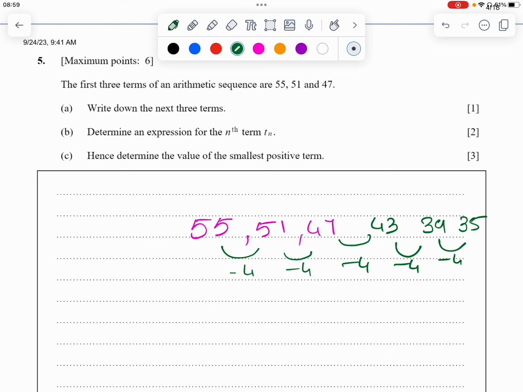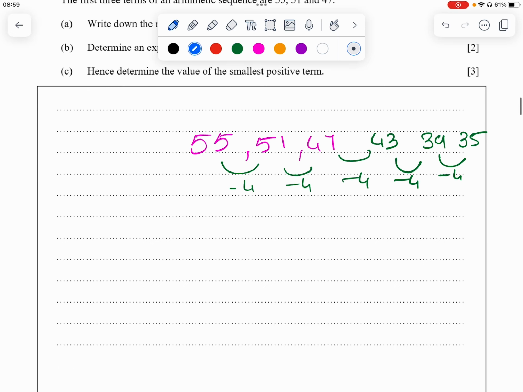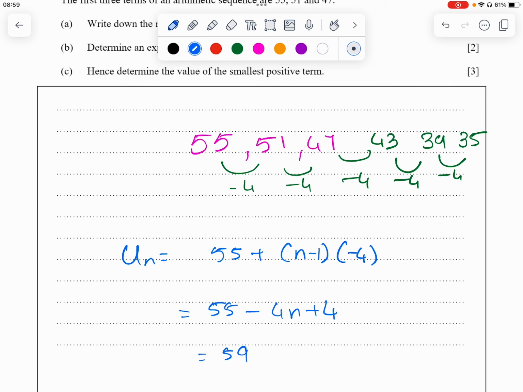Next, determine the expression for the nth term. So the nth term means un equals u1 plus n minus 1 times d. u1 is 55, and d is negative 4. So what does that become? 55 minus 4n plus 4, which is nothing but 59 minus 4n.